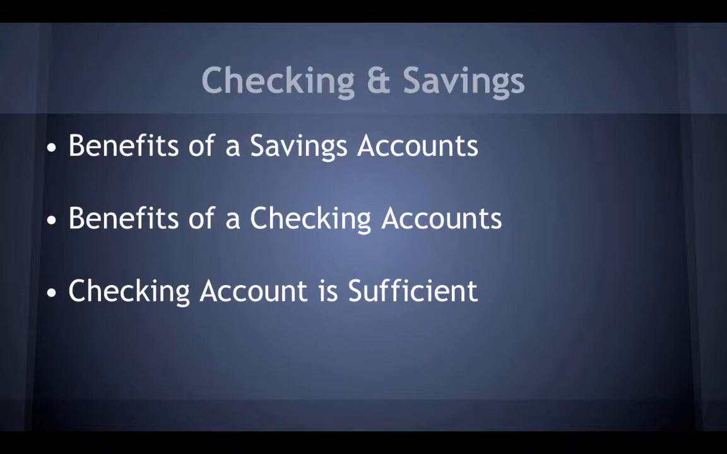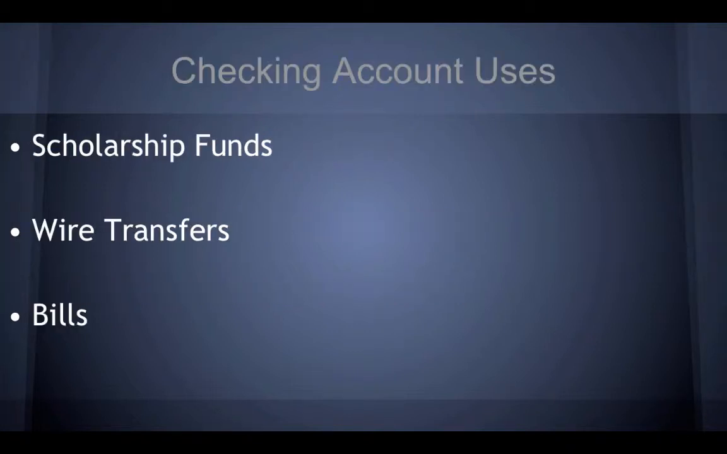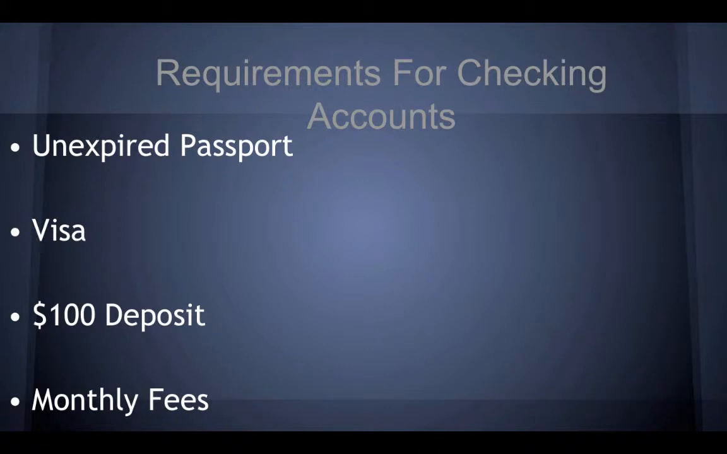When you open a checking account, you will be given a debit card and checks. With your checking account, you can deposit your scholarship funds, receive wire transfers, and pay bills. To set up an account, you will need two forms of identification. Your unexpired passport and visa will suffice. An initial $100 deposit is usually required to open the account.